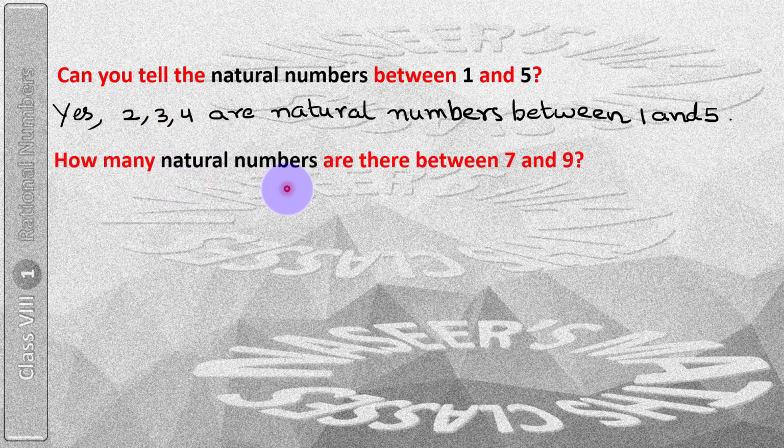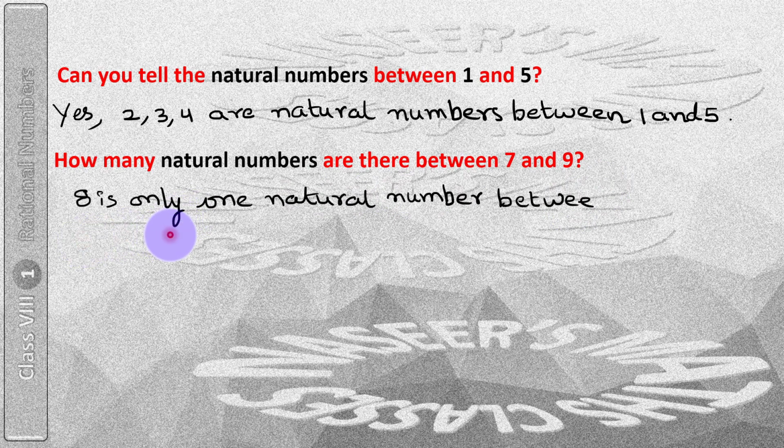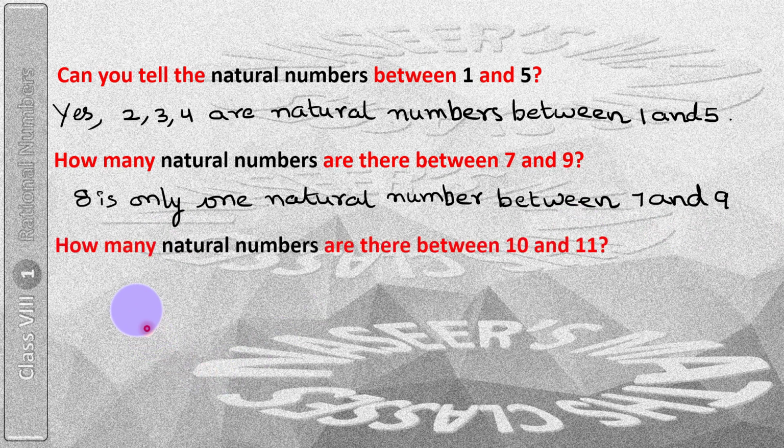Next, how many natural numbers are between 7 and 9? We already know that 8 is the only natural number between 7 and 9. Next, how many natural numbers are there between 10 and 11? We already know that there is no natural number between 10 and 11.